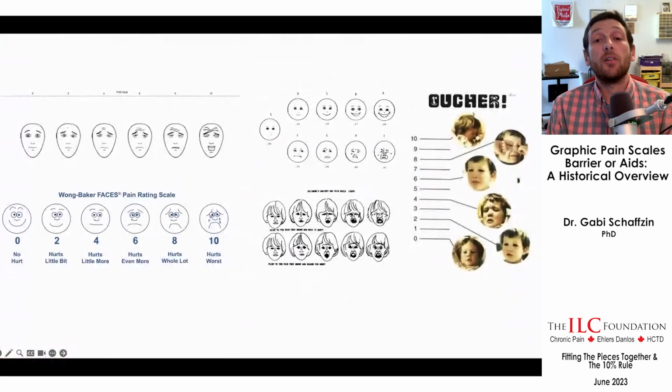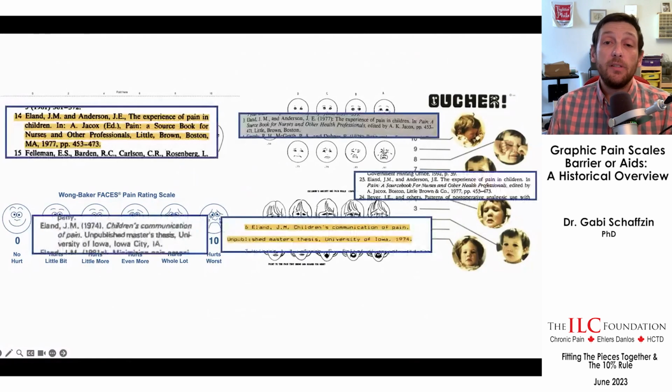The Wong-Baker Faces scale came to prevalence around the same time that these similarly designed scales did. Note the use of the face accompanied by a number. Some are photographic, some are illustrated, some are drawn with a great deal of detail, some highly abstracted. Now, that's something I go into in more detail in my dissertation work, but the important thing to know here is that all of the research that accompanies the introduction of these scales cites the same paper, a 1974 master's thesis in nursing by a student named Joe Eland.